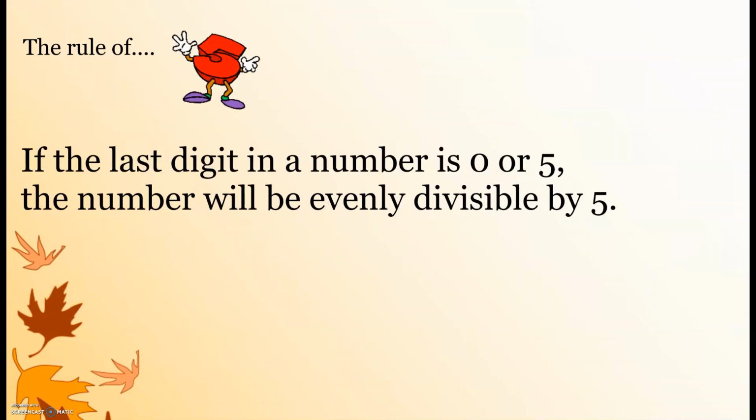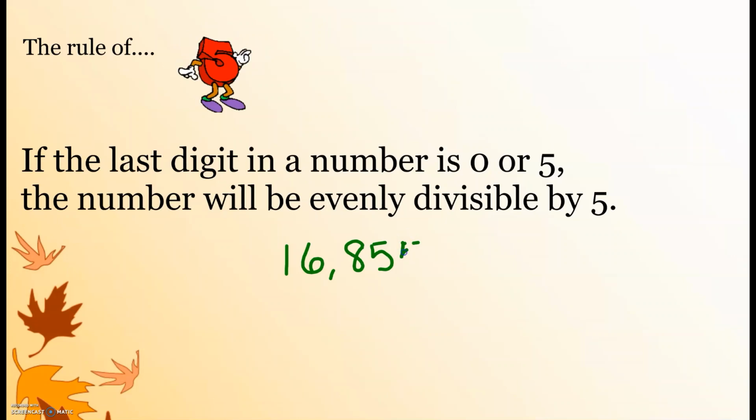Moving on to our next favorite divisibility rule, the rule of 5. So similar to the rule of 10, we're looking in the ones place, and if the last digit is a 0 or a 5, then the number is evenly divisible by 5. So, for example, if I had 16,855, in our ones place, we have a 5, so this entire number is divisible by 5. When I go ahead and divide by 5, I will have no remainder.